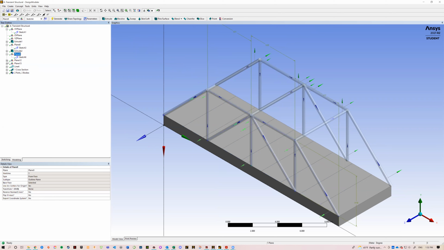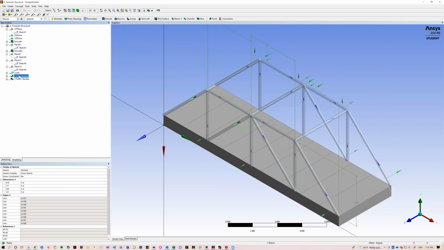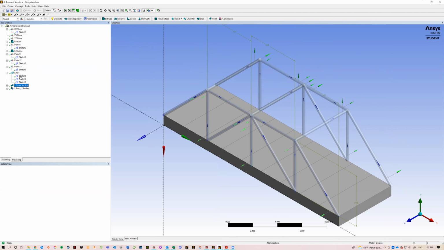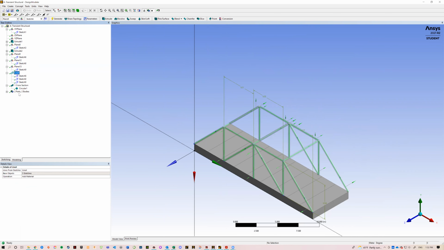And then these are just the lines I drew for the truss. I turned them all into a line body and then used this circular cross section on them. So there are two bodies: the solid part and then the line body.